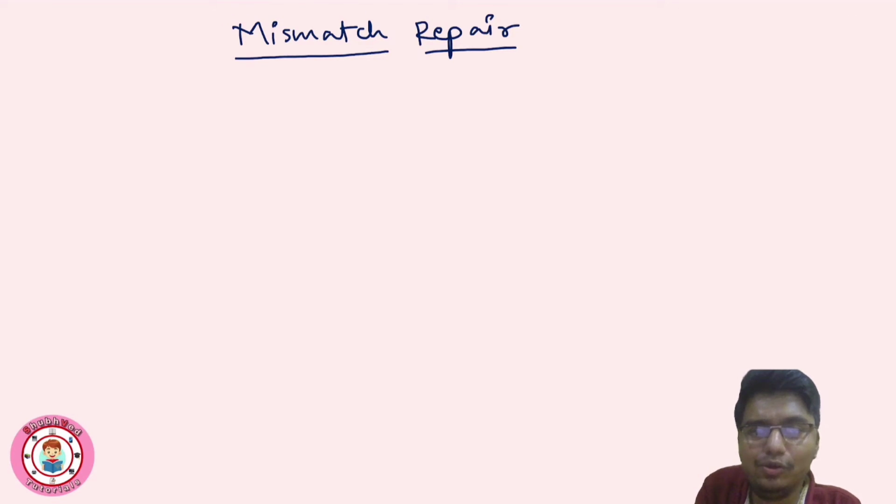In the previous video, we discussed why there is a need to repair DNA, what the DNA damages are, and what errors can occur. From this video, we are starting with the actual repair pathways. This is the first pathway, that is mismatch repair.